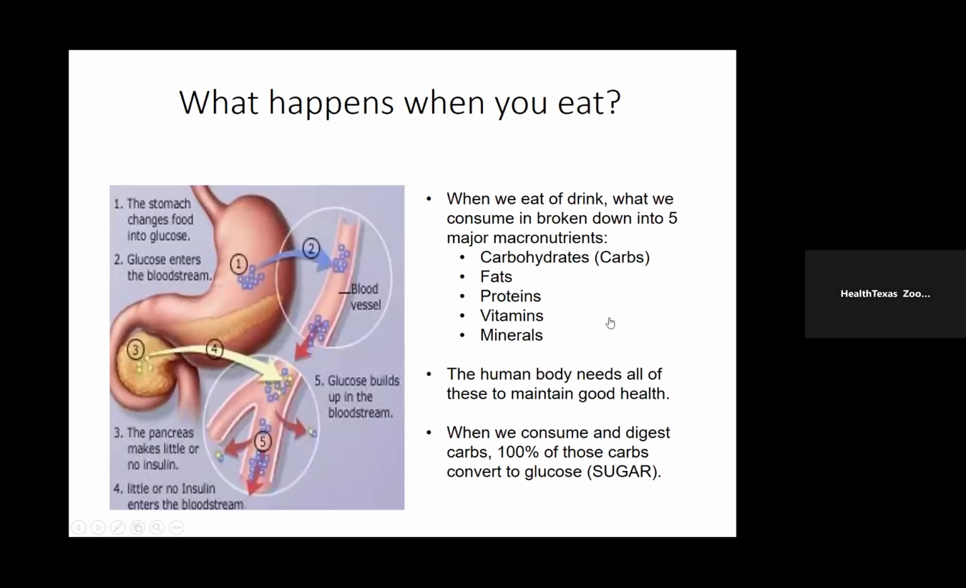So this is what happens when you eat. We consume food and drink, and that's broken down into 5 major macronutrients. Those macronutrients are carbohydrates, fats, proteins, vitamins, and minerals. And the human body needs all of those to maintain good health. When we consume and digest carbohydrates, 100% of those carbs are converted to sugar in the bloodstream.